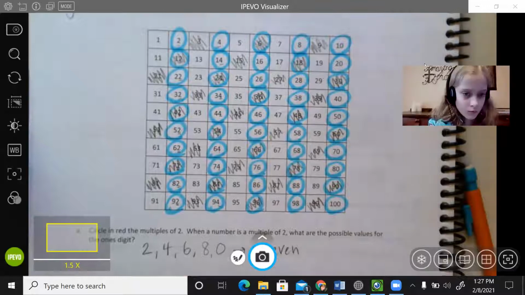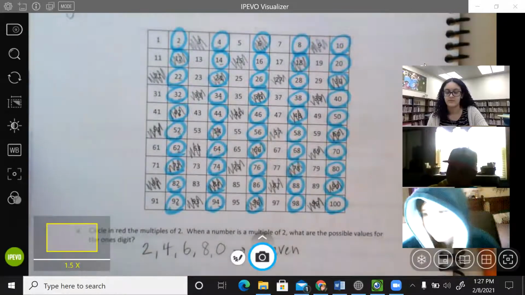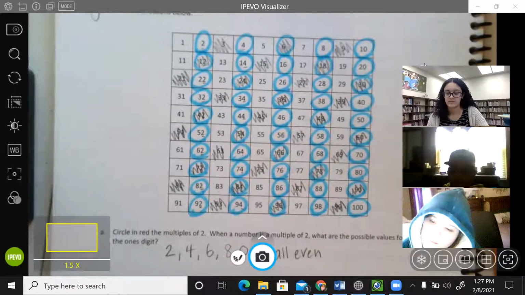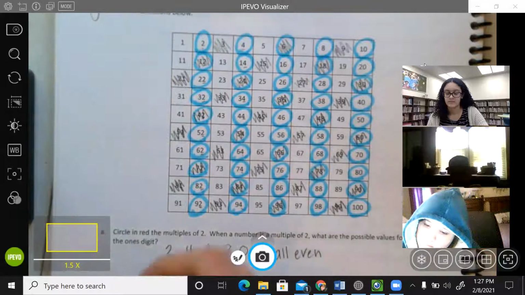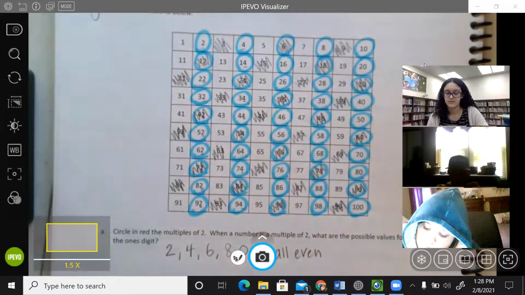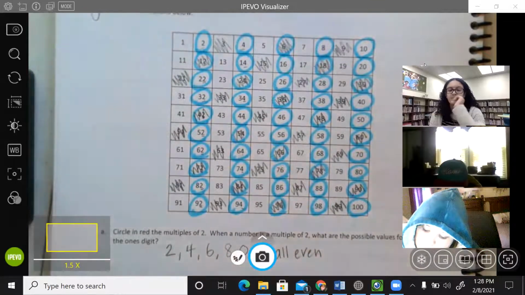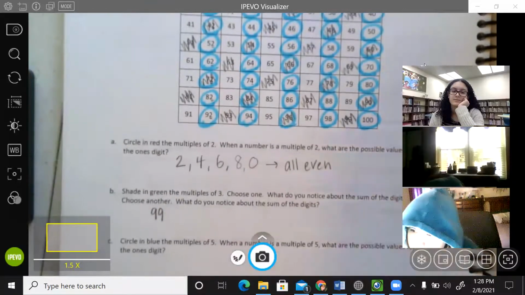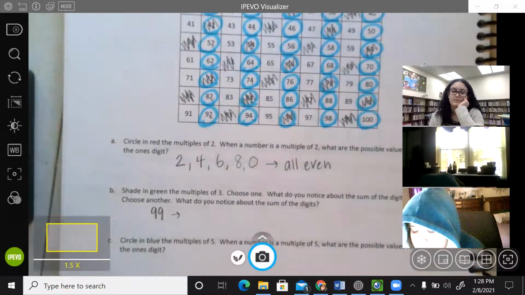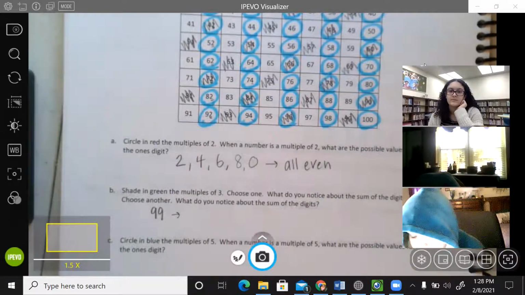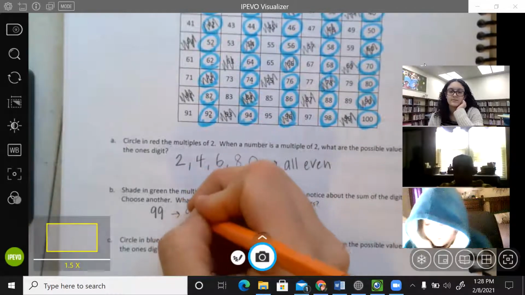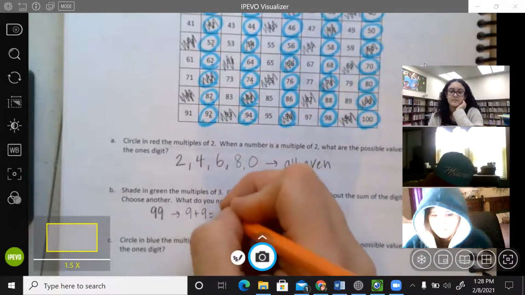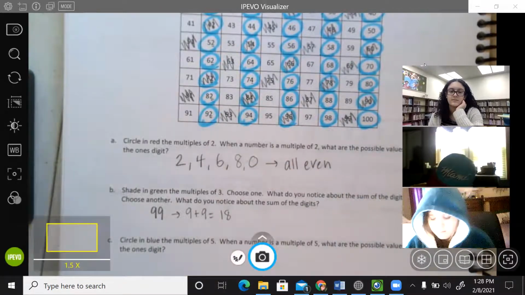Chase, I want you to start thinking about one of these shaded numbers. You're just going to pick one. Doesn't matter which one. 99. Okay, so I'm going to put 99 here just so I know that's what we picked. What do you notice about the sum of those digits? Sum means what operation? The answer of addition. Okay, what is 9 plus 9? 18.